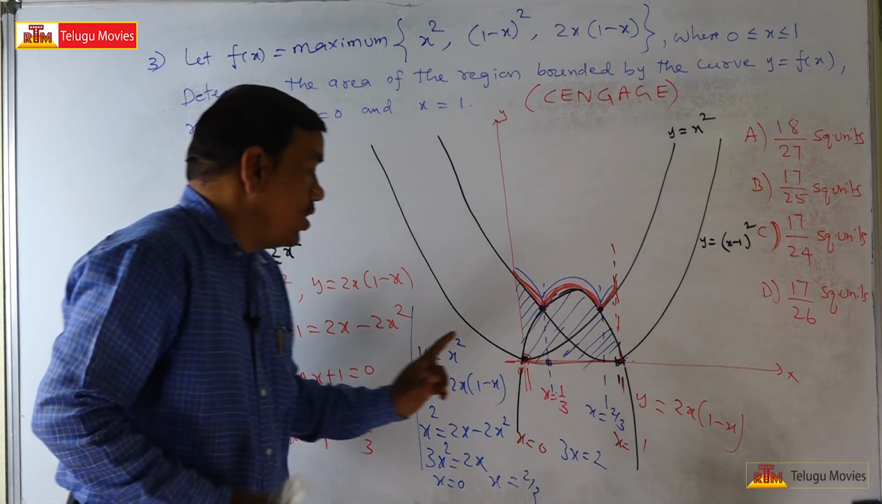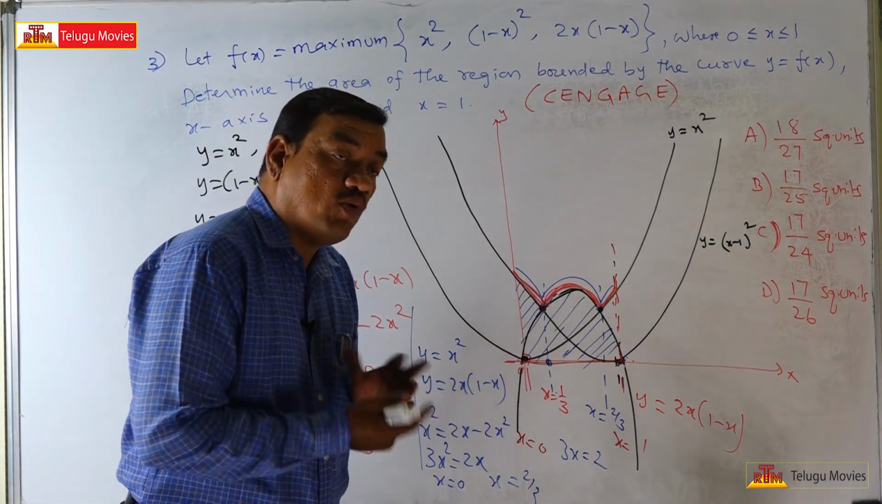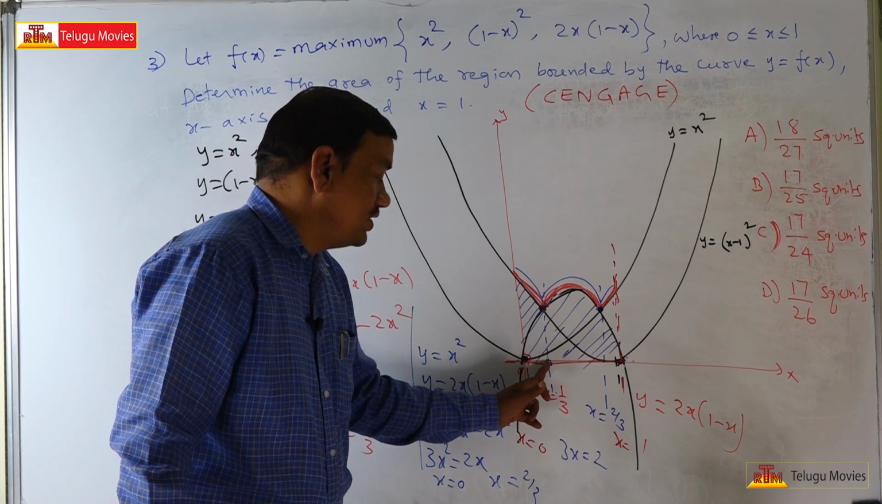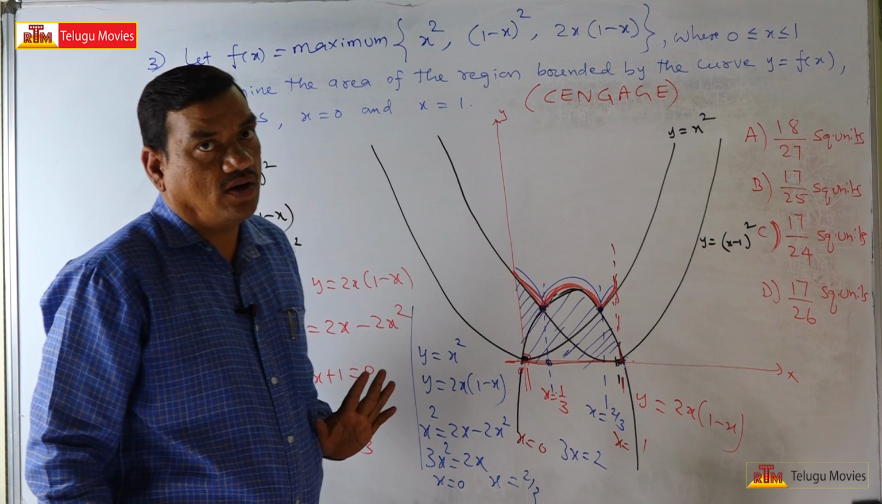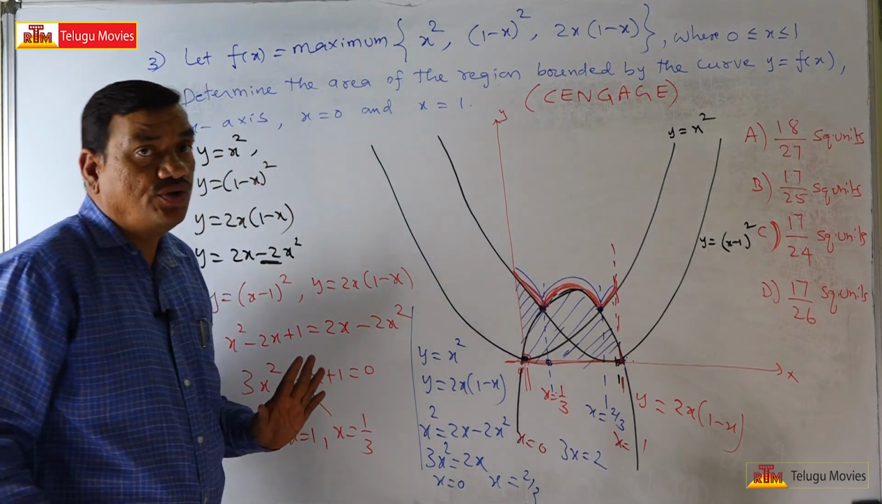Understand? So now all the upper bounds and lower bounds have come: x is equal to 0, x is equal to 1 by 3, x is equal to 2 by 3 and x is equal to 1. Okay? So let us continue the solution.